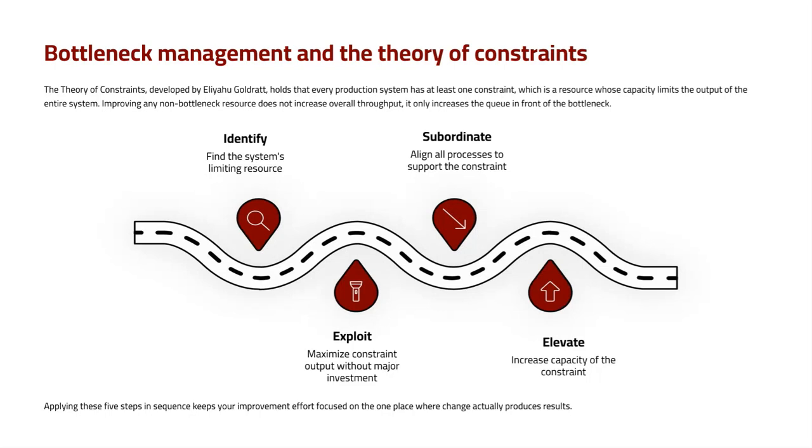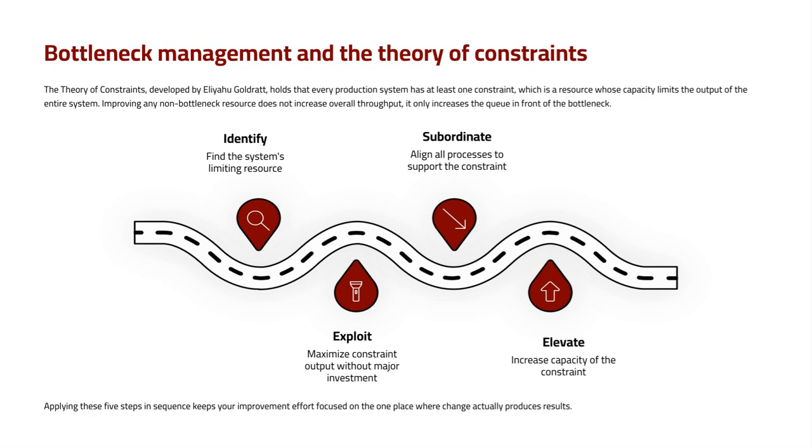The theory of constraints, developed by Eliyahu Goldratt, teaches us that every production system has at least one bottleneck, which is the resource limiting the output of the whole system. Improving other parts that aren't bottlenecks won't increase overall throughput. It just creates longer queues in front of the bottleneck.